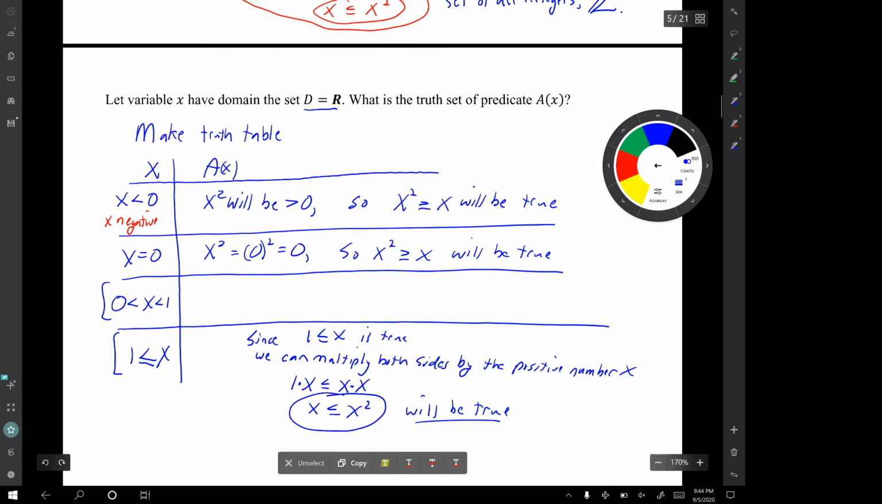Now let's focus on this new case. Consider that inequality. In this case, because this inequality, x is less than 1, is what's true, when I try my trick of multiplying both sides of the inequality by the positive number x, I get this inequality, that x squared is strictly less than x. So that tells us that the inequality that we're interested in will be false.